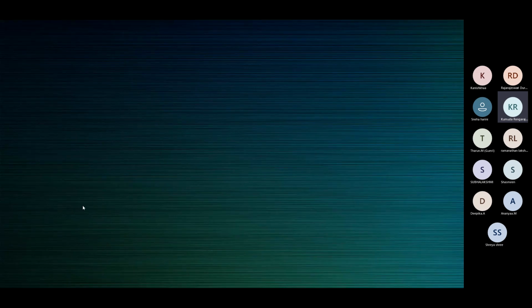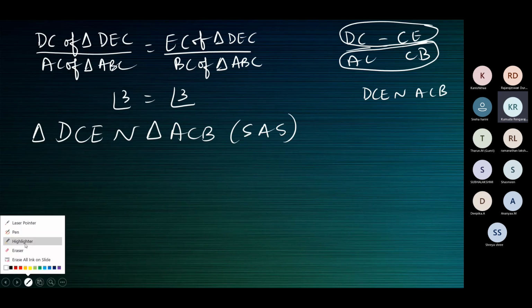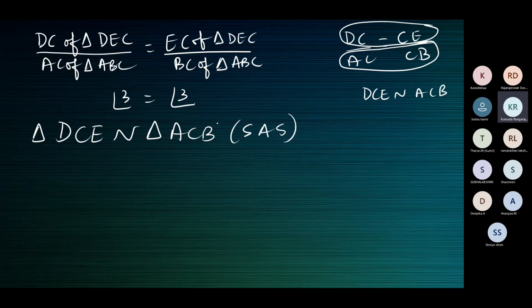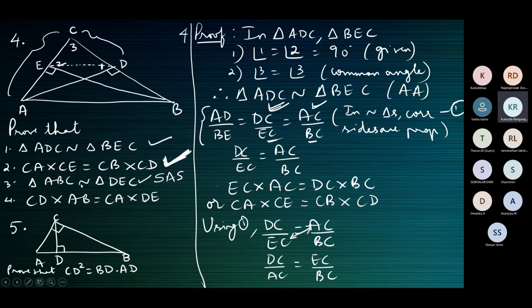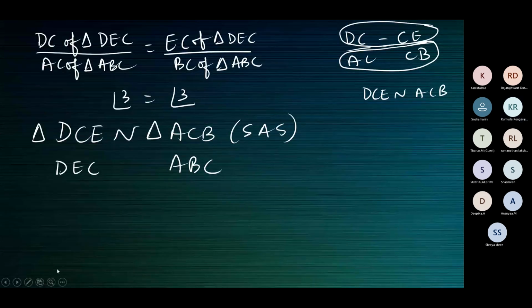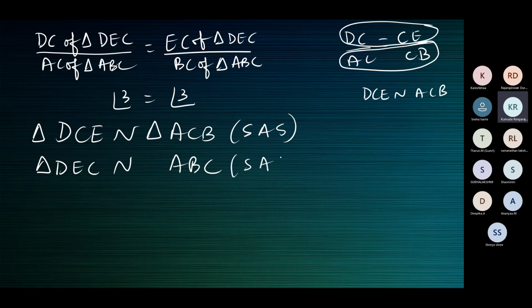But how is it given here? ABC, DEC. Okay, see here. They've exchanged this, so then C and B are exchanged, and here E and C. DEC, ABC. We got the same thing. It is similar by the same thing, SAS similarity criterion.